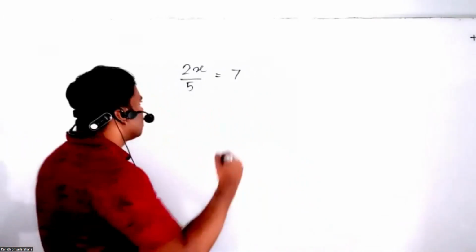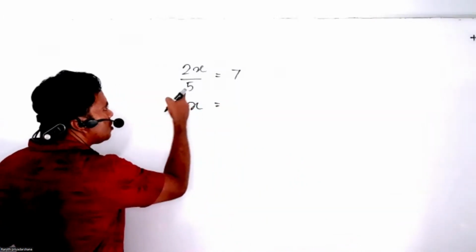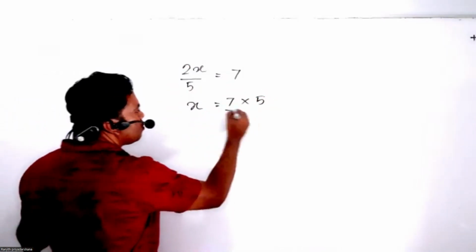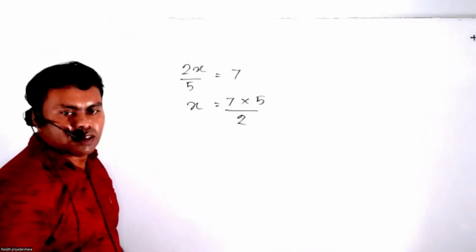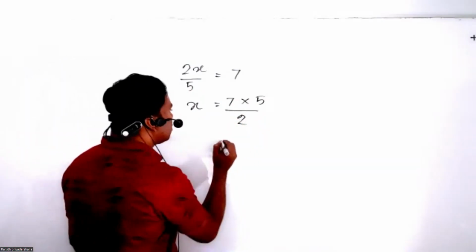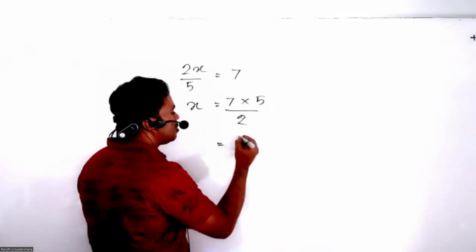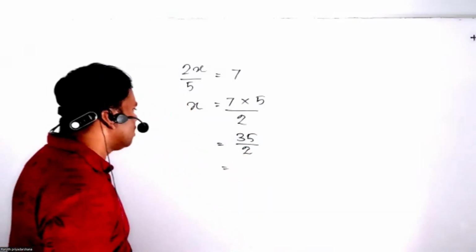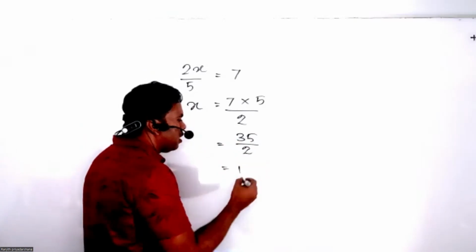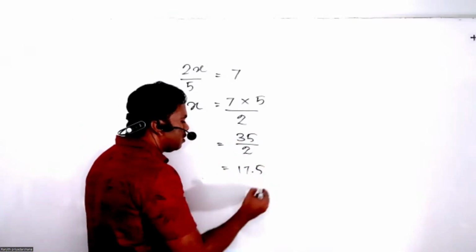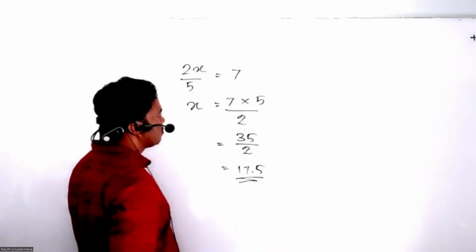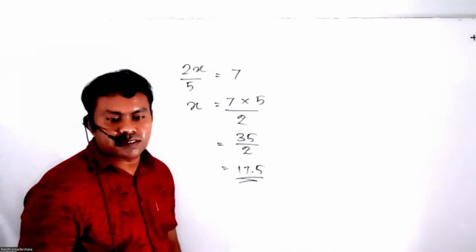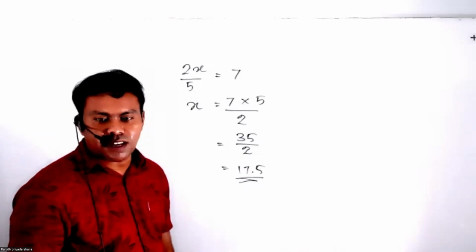Look at this. x equals: division by 5 goes to the other side as multiplication. Multiplication by 2 goes to the other side as division. So x equals 5 times 7, which is 35, upon 2. How many 2s in 35? That's 17.5. So x equals 17.5.